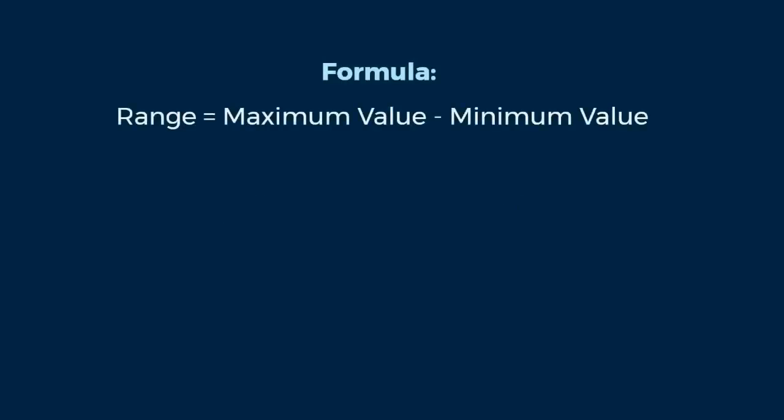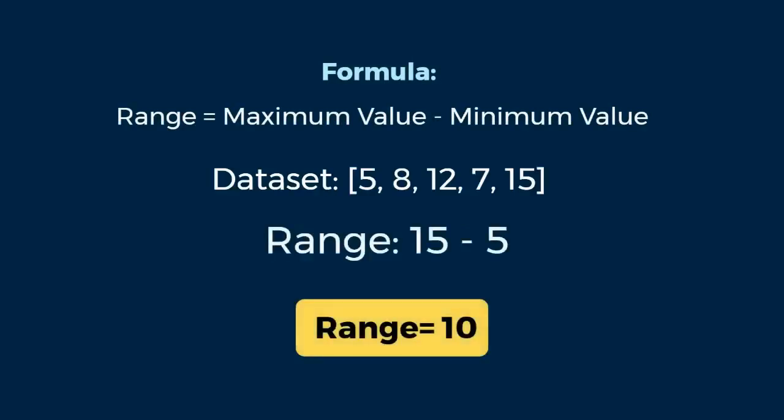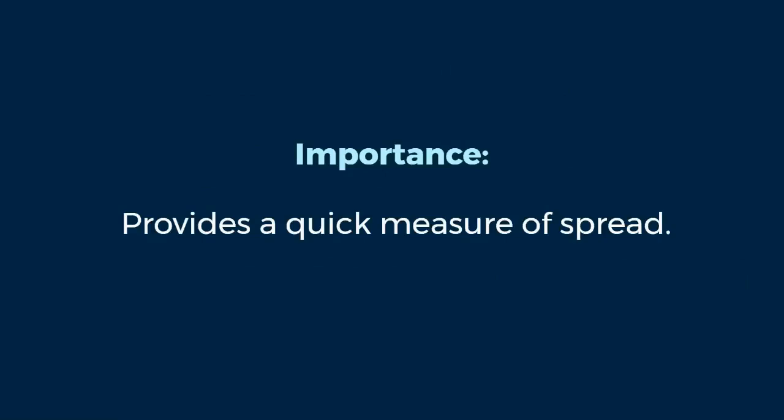Now, calculate the range by subtracting the minimum value from the maximum value. In our example, subtracting 5 from 15 gives us a range of 10. This tells us how spread out the values are. In summary, the range is the difference between the highest and lowest values in a dataset. By following these steps, identifying the maximum and minimum values and then calculating their difference, you can easily determine the range. This simple measure gives you a basic idea of how spread out the values are.